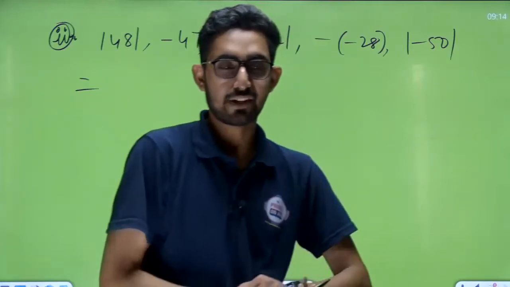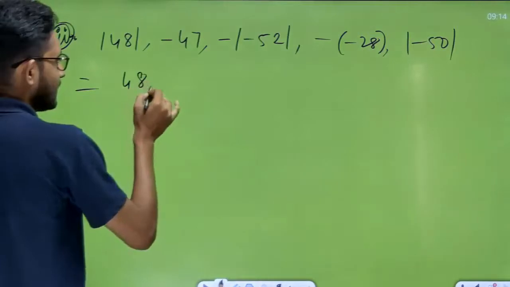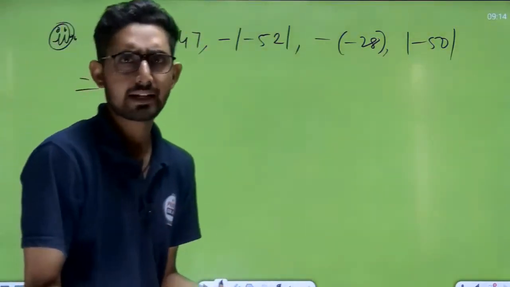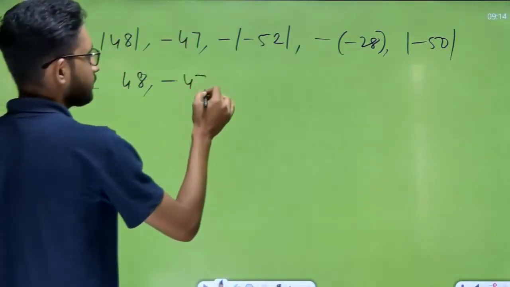Niharika, what is the absolute value of 48? 48 only. See. Now what is the value of minus 47? Only minus 47. यहाँ पे तो mod है ही नहीं. So write down minus 47 only.